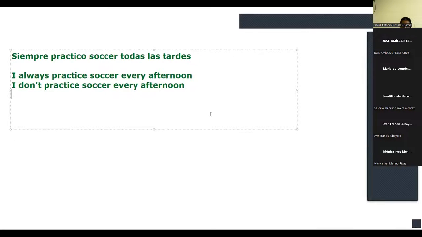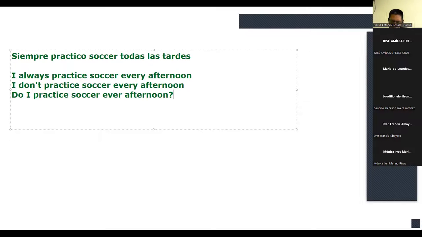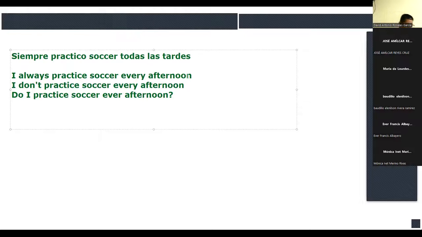Okay, instead of what, we need to start with the auxiliary. Necesitamos comenzar con el auxiliar del presente simple. Do, excellent. Do practice soccer every afternoon? Do I practice soccer every afternoon? Afternoon. Very good. El labio inferior se mete debajo de los dientes superiores y sopla un poco. Afternoon. Okay. Now, we're about to see how questions.